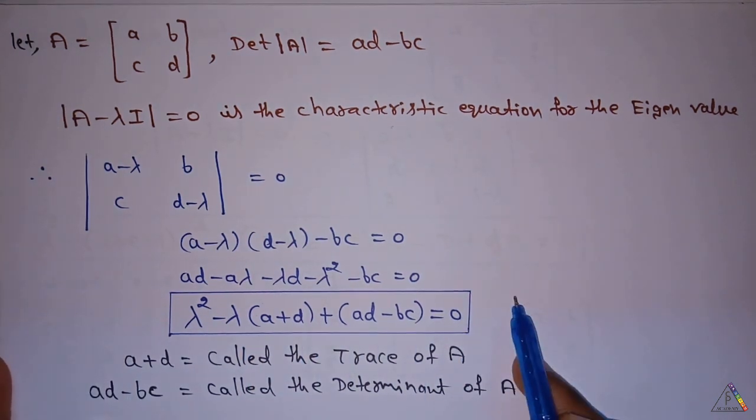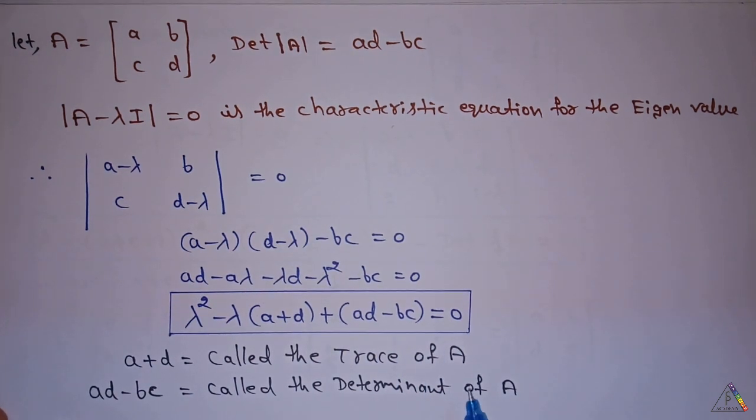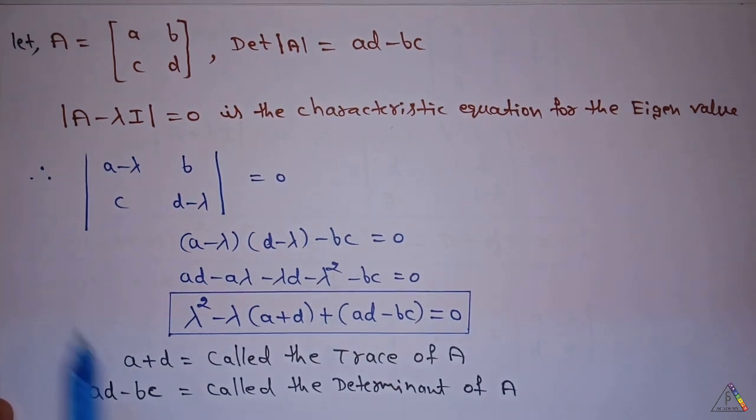In this eigenvalue equation, this A plus D represents the trace of this matrix, which is the sum of the diagonal elements, and this AD minus BC represents the determinant of this matrix A.